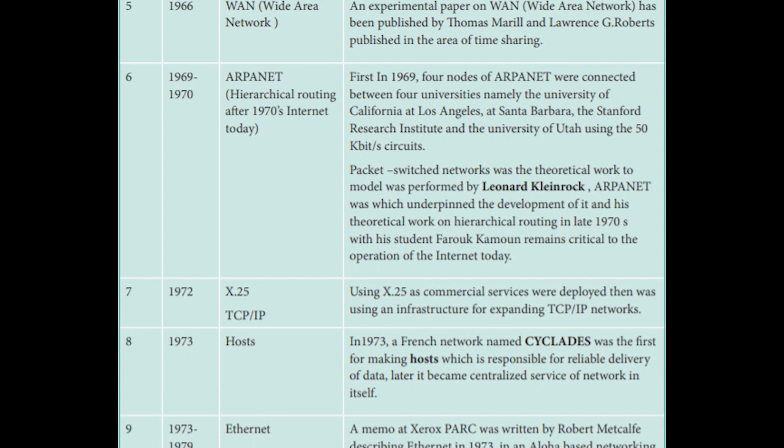This ARPANET. Okay, the four universities' names they have given here: University of California, which is located at Los Angeles, at Santa Barbara, the Stanford Research Institute, and the University of Utah. Okay, so these four universities are connected. The four nodes of this ARPANET.